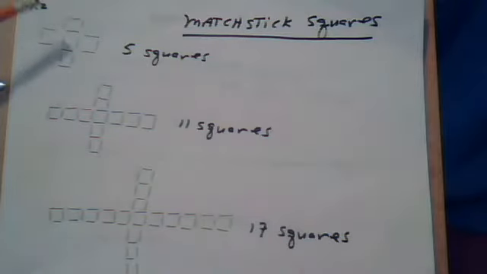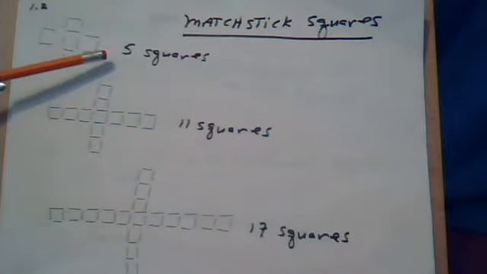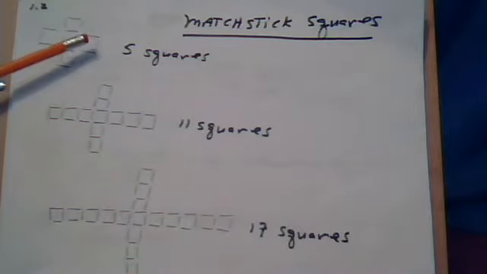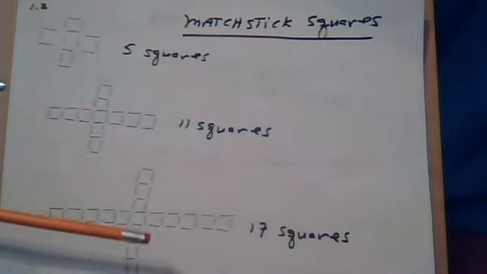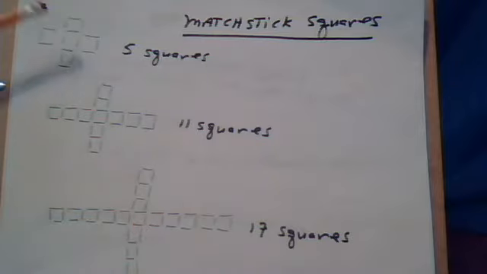We have a pattern that's made of squares, and the little lines are the matchsticks that are forming the squares. The first figure has 5 squares, the second figure has 11 squares, and the third figure has 17 squares. The 5 square figure became the 11 square figure, which in turn became the 17 square figure. So this figure is evolving. We're adding more squares to it, if you notice.